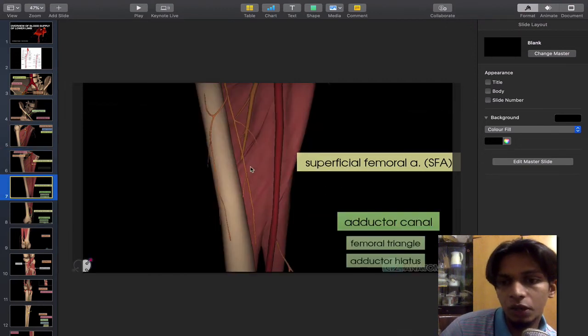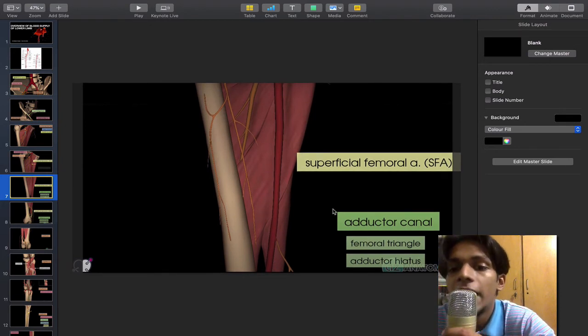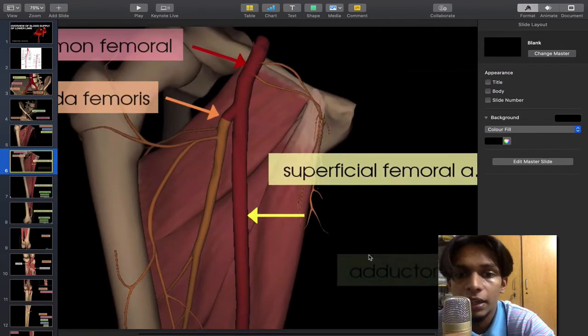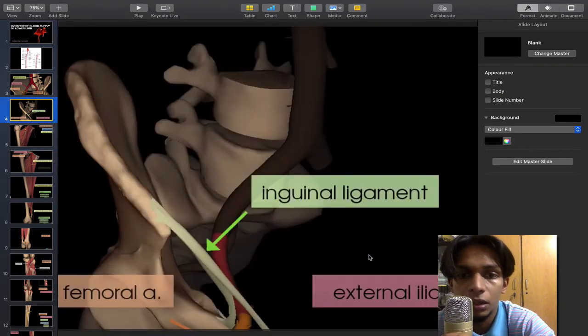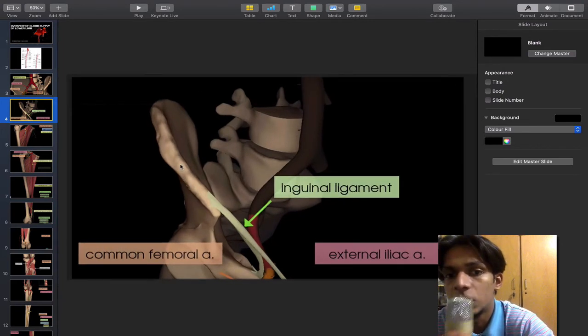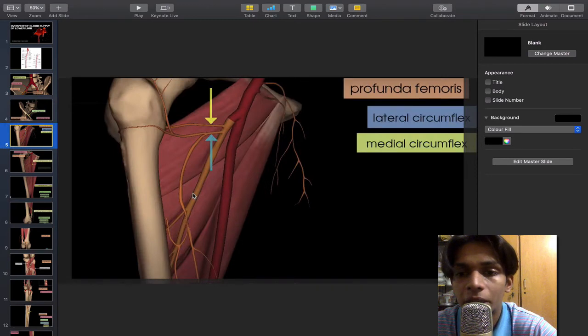Superficial femoral artery now goes through the adductor canal and adductor hiatus and enters the popliteal fossa, and as we know, in the beginning it was coming from the femoral triangle, which is at this level, from the inguinal ligament. As we know, the base of the femoral triangle is the inguinal ligament.